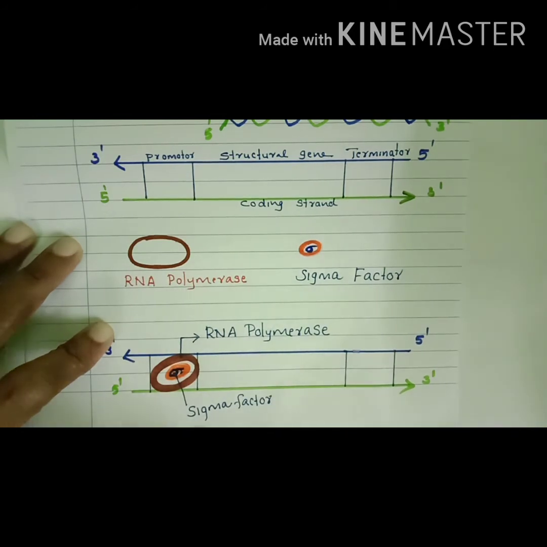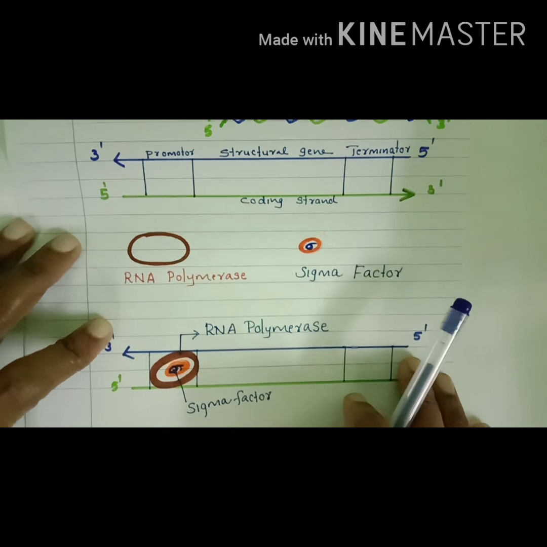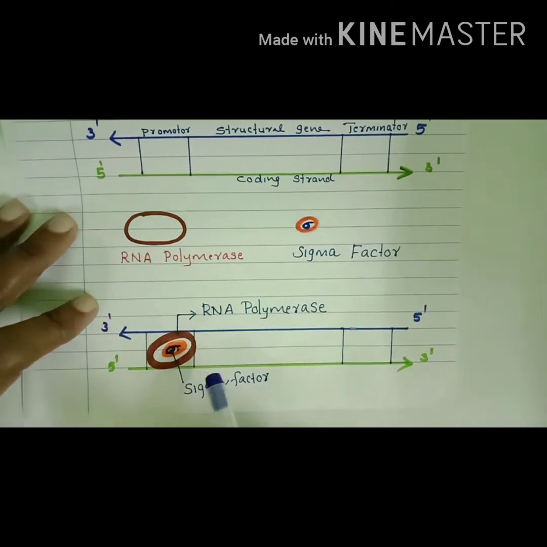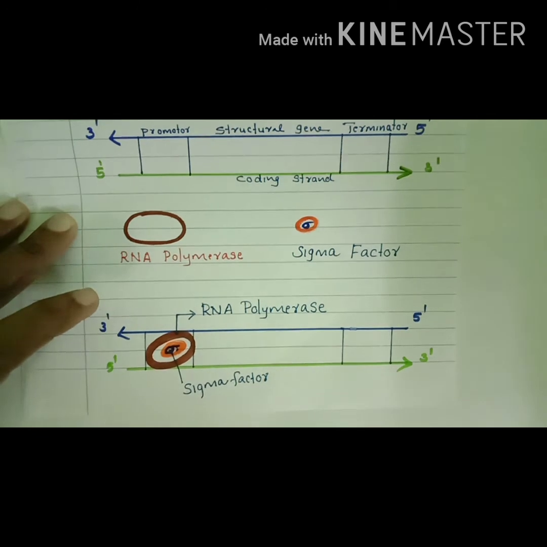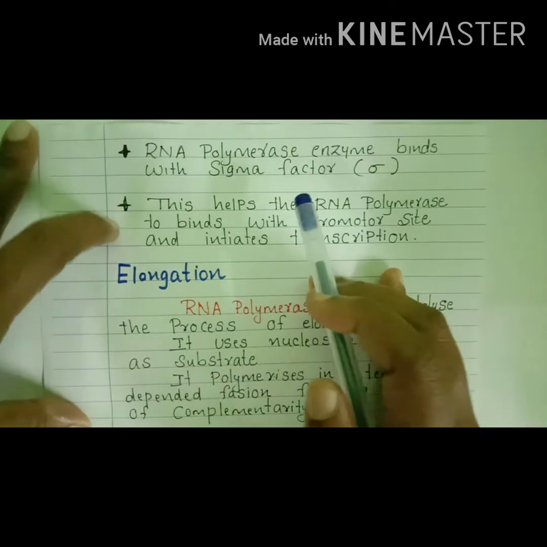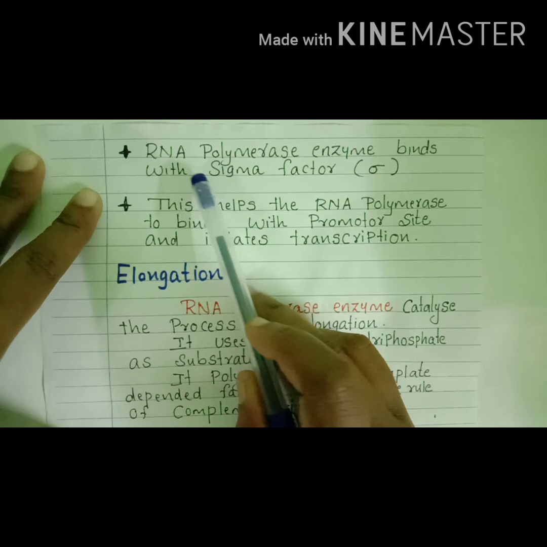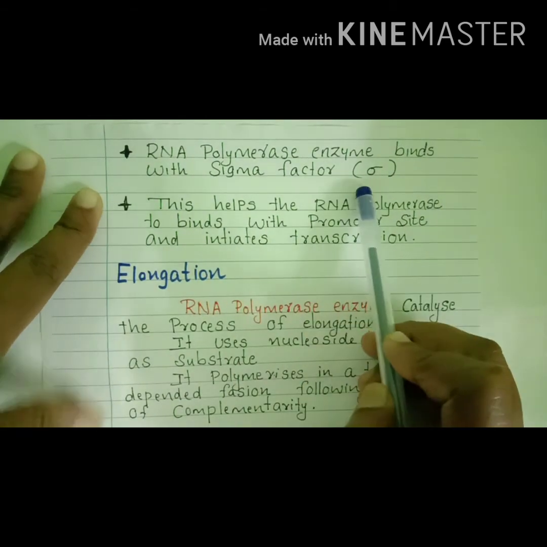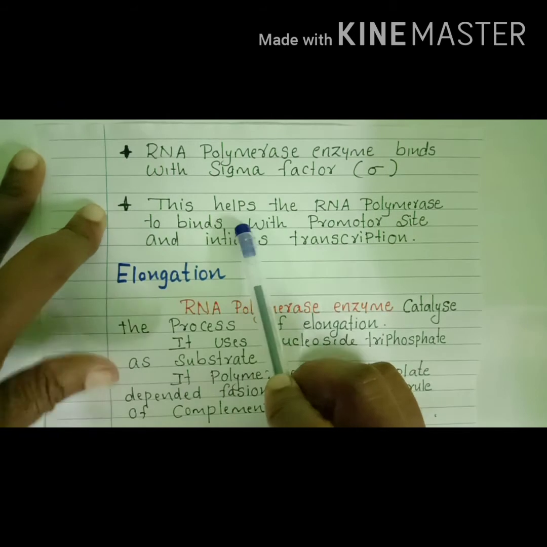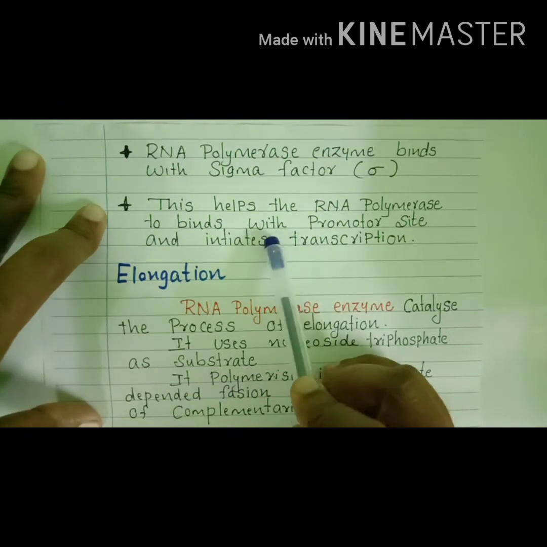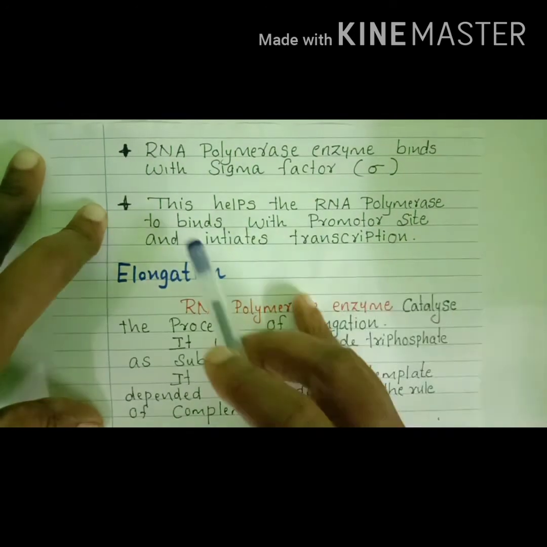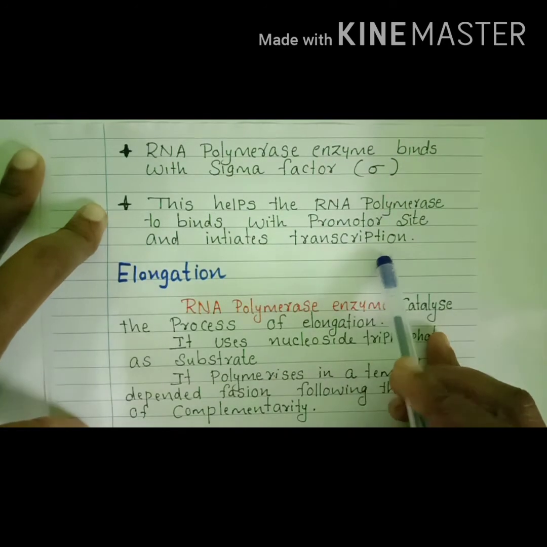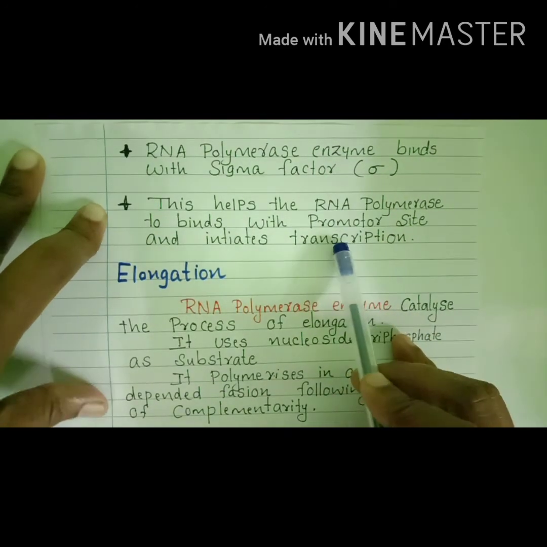So these are the two main steps coming under initiation. Here you can see the sigma factor has bound with the promoter site. Now look at the two steps coming under initiation. First, the RNA polymerase enzyme binds with the sigma factor. Second, this helps the RNA polymerase to bind with the promoter site and initiate transcription. These are the two main events happening during initiation.